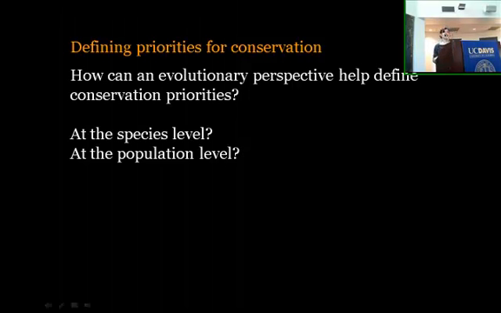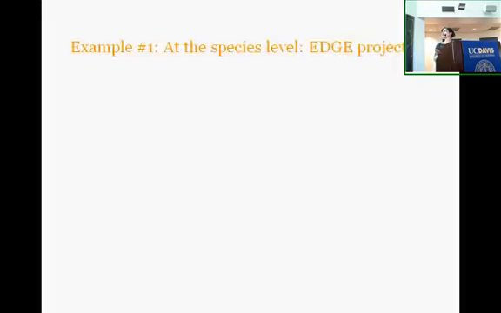Okay. So how can we use evolutionary ideas to think about conservation priority setting? And I would just like to give you two anecdotal examples, one at the species level and one at the population level. Obviously, there's a lot of work in this area, but I picked two creative solutions that colleagues have proposed for using evolutionary methods for making conservation planning decisions. The first is an example at the species level. This is a creative project coming out of the Zoological Society of London.